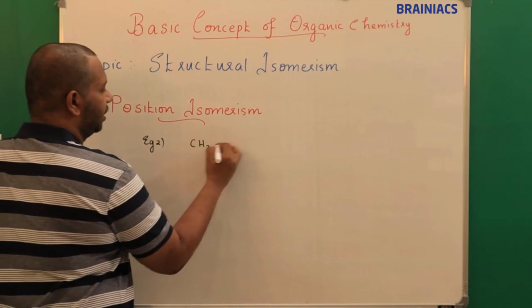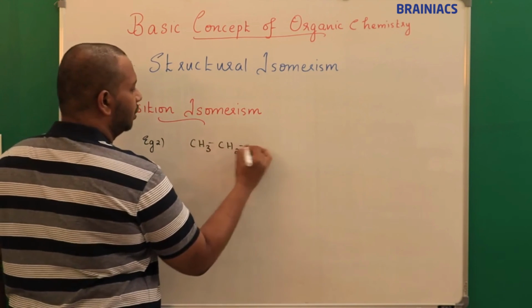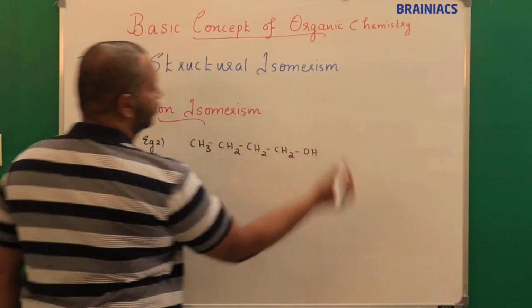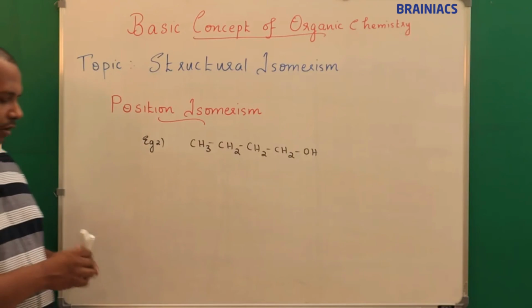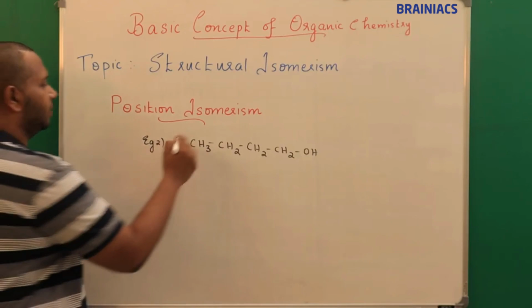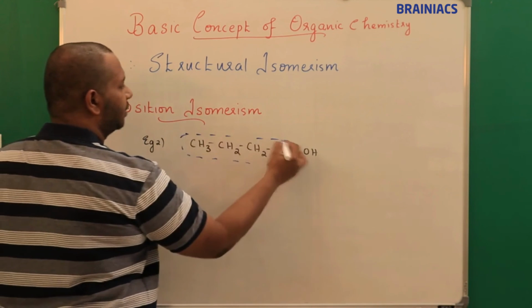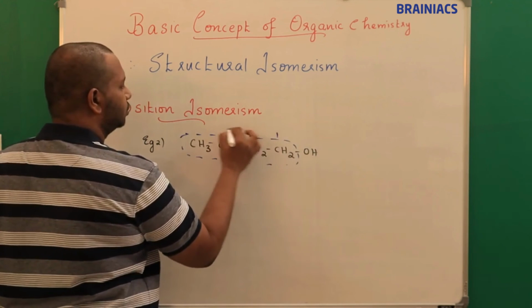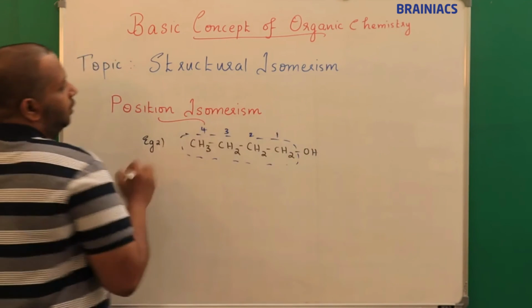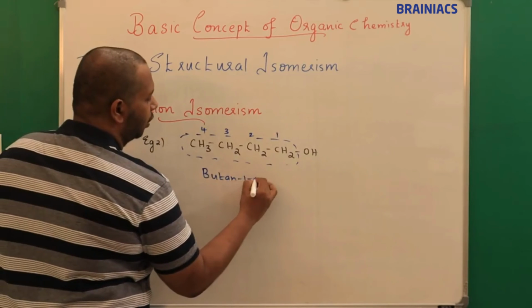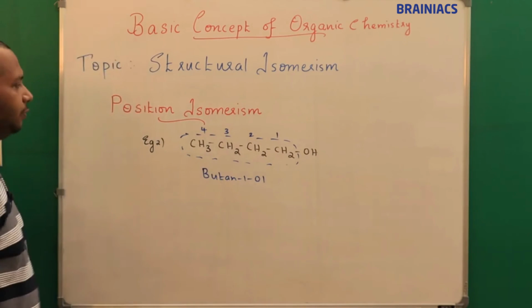So CH3, CH2, CH2, CH2OH. Can you name this compound? So you have a functional group here. So I know this is my parent carbon chain, correct? So if I number it, the functional group should get the number, 1, 2, 3, 4. So what is the name of this compound? Butan-1-ol. Correct?